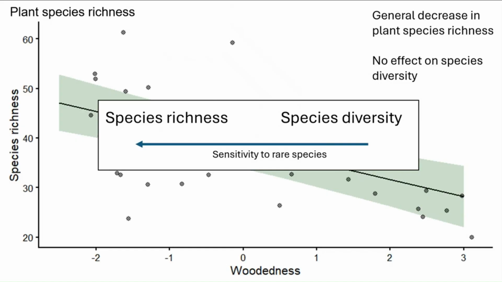So what we're seeing here is that we're losing species richness, but not diversity. It's probably that the less abundant species are dropping out of the community, but the general structure of the more dominant species is staying the same.